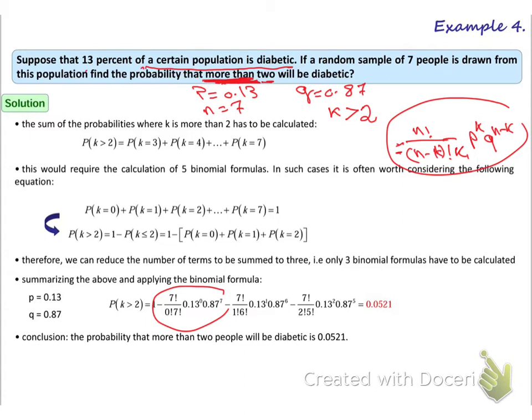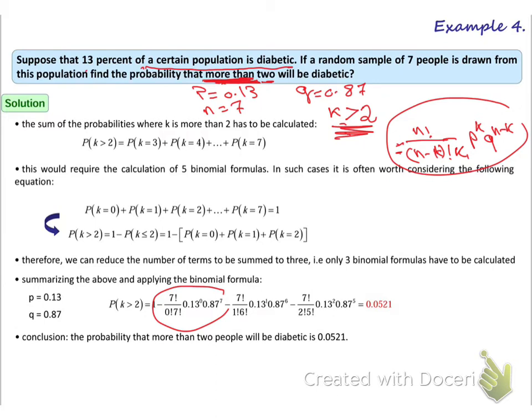So can I do this for more than 2? I cannot calculate for this infinite number of possibilities. So what can I do? I can work it the other way around, as in the scenario of at least or more than. So we have to be careful here. I cannot calculate more than 2 directly, so I have to calculate the other way around.